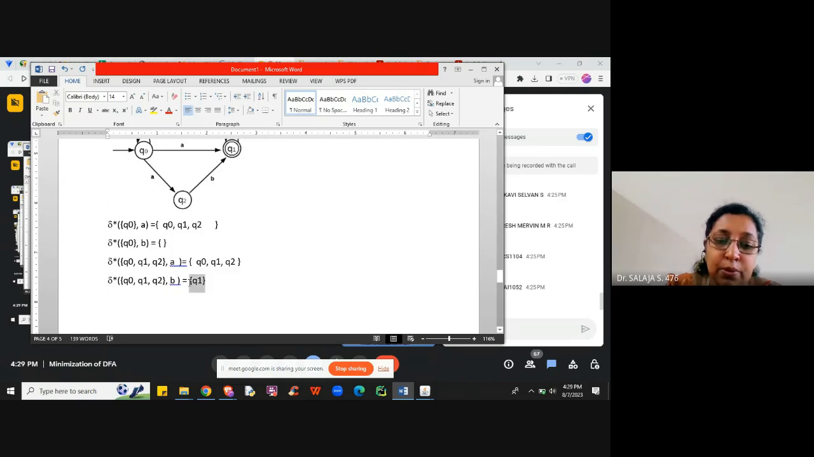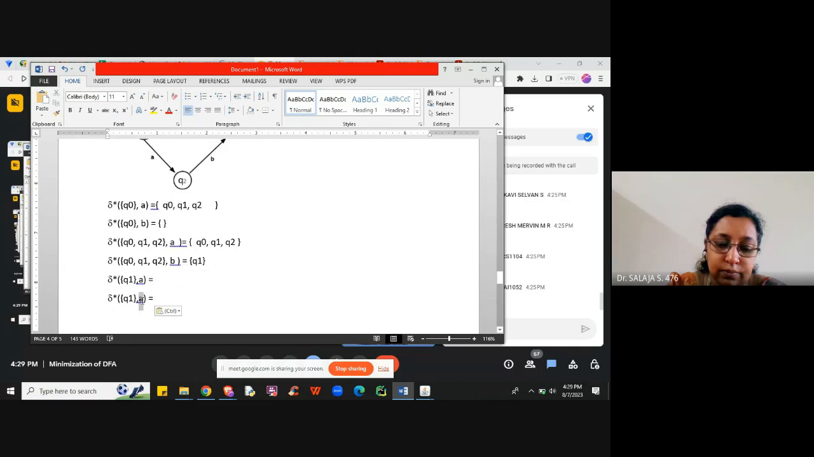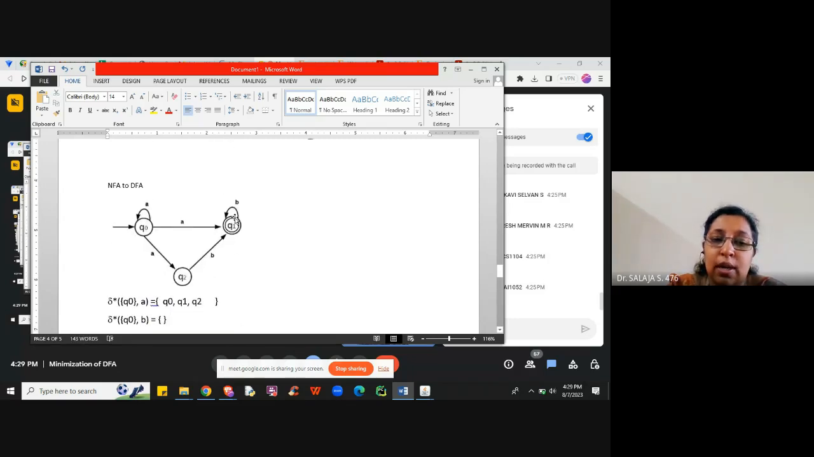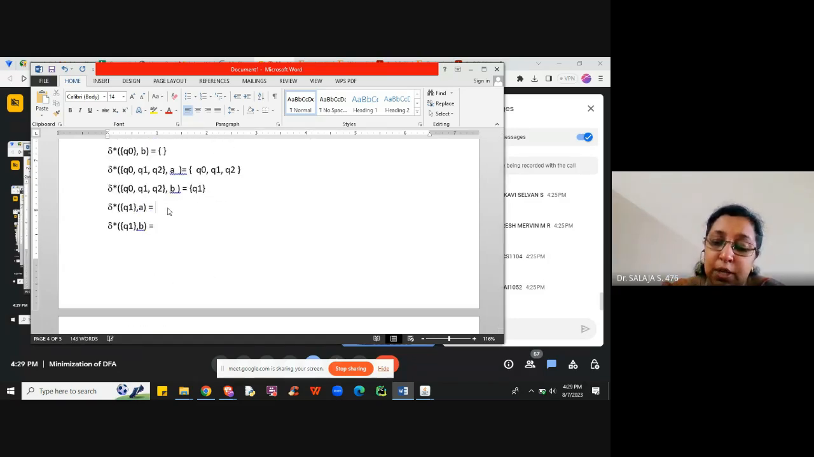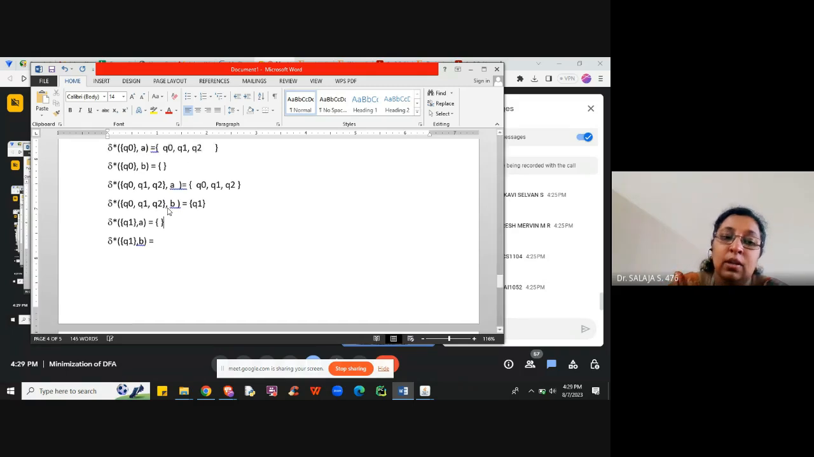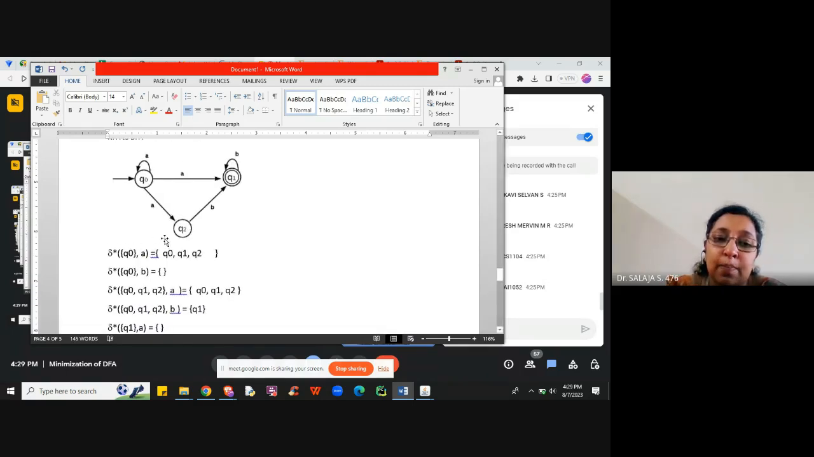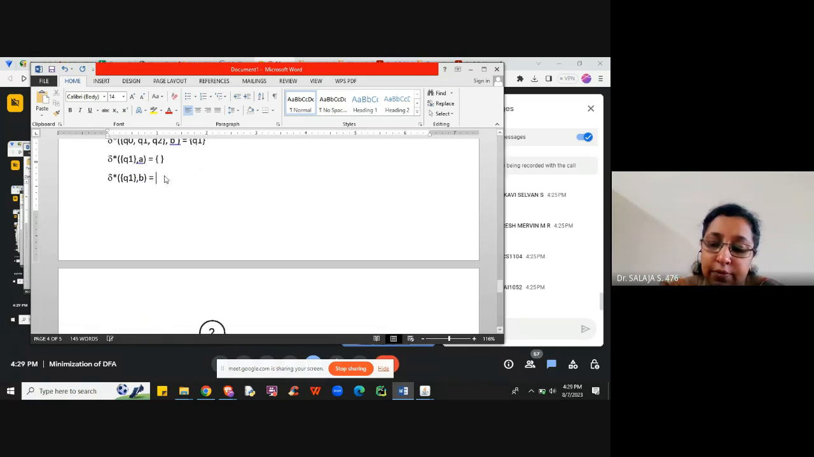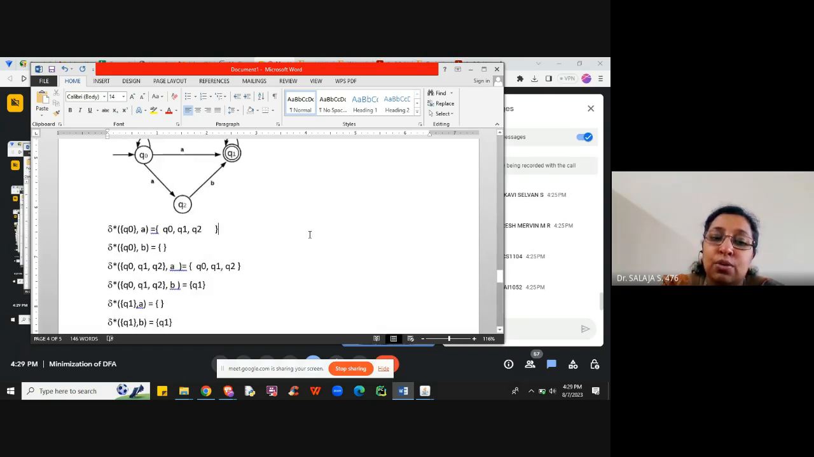Now I am supposed to find transitions for Q1 on A as well as Q1 on B. Now, what is Q1 on A? You don't have a transition at all, so this becomes a null set. Now, what about Q1 on B? Q1 on B is Q1 itself. Fine. So there are no new states to be created.